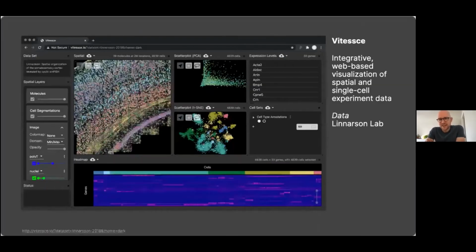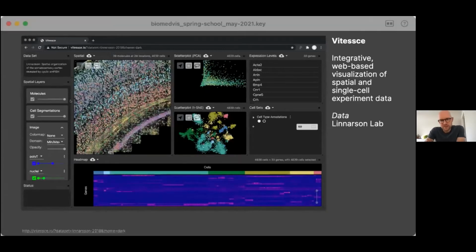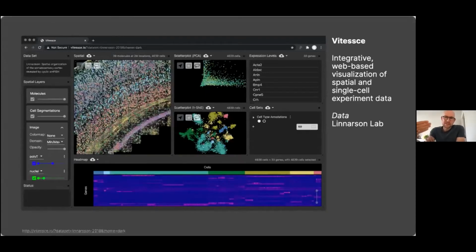So this is an example of a visualization of spatially resolved omics data. In this case, this is a fairly simple visualization. There's the spatial view over here, and what you can see in the spatial view are measurements for about 39 molecules. So there are only 39 different genes that were measured in this example, but there are about 2 million instances of the transcripts for these genes that were measured in here. So there are 2 million data points in this visualization.